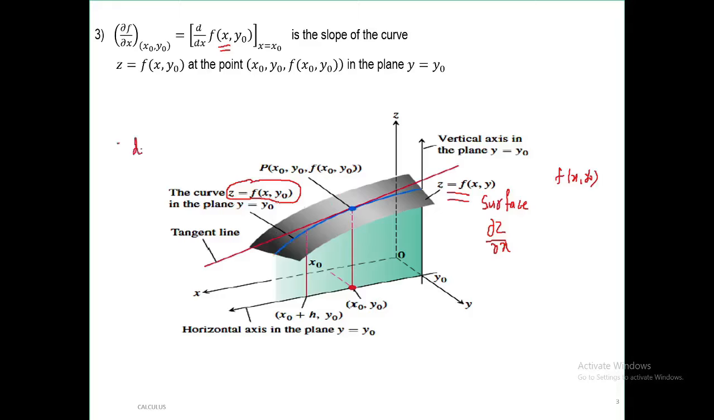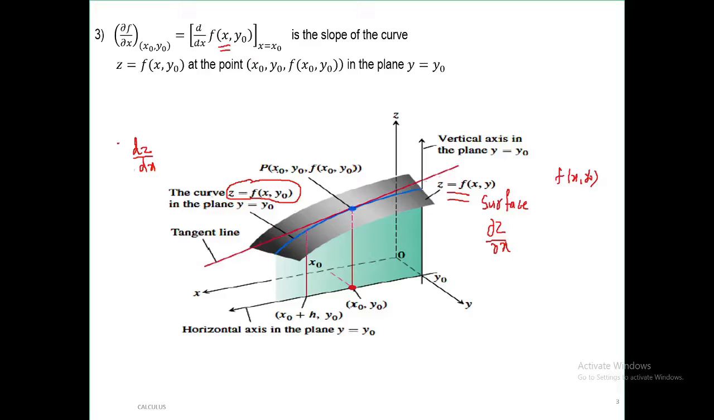If I do dz by dx, that means you are doing the derivative of this one. That means you will get a slope. In which direction? X direction only. So this red color one is a tangent, and this tangent slope is dz by dx, at this point, x naught, y naught.